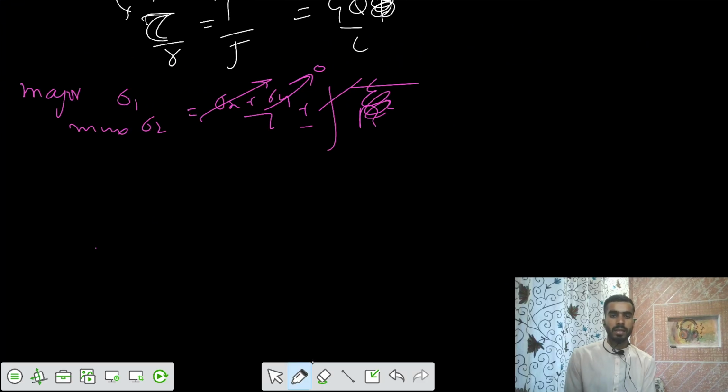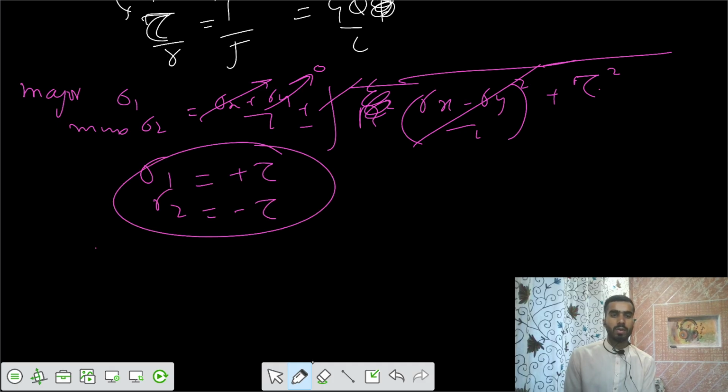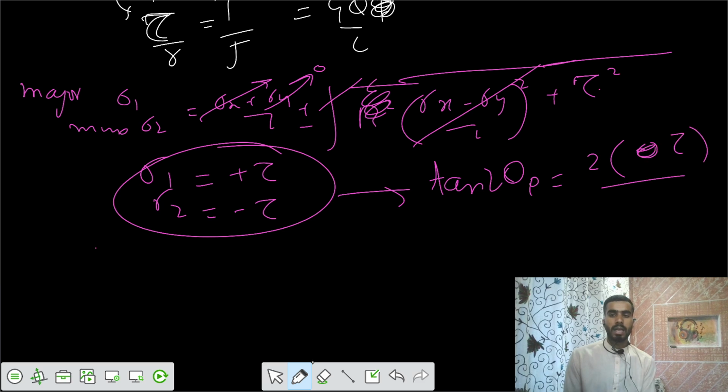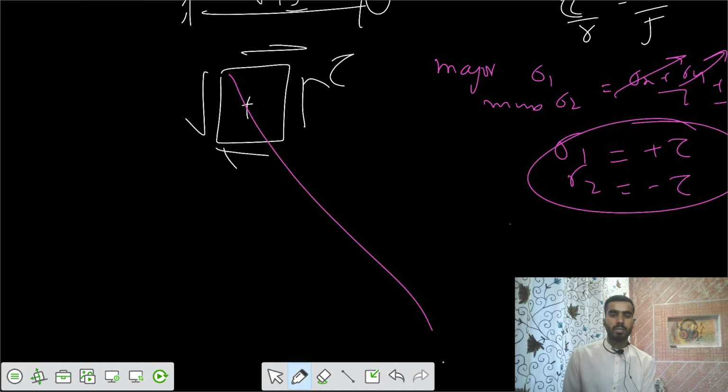That radius is root of sigma x minus sigma y by 2 whole square plus tau xy whole square. Let's say this is some tau square, so this is also 0. So we are left with sigma 1 equals plus tau and sigma 2 equals minus tau, at a location of tan 2 theta p equals 2 tau xy by sigma x minus sigma y, so some infinite. That means theta p equals 45 degrees. So at 45 degrees we have the principal plane.